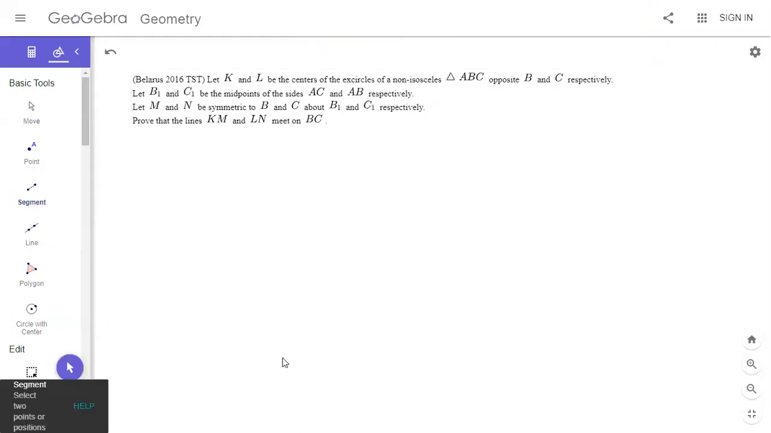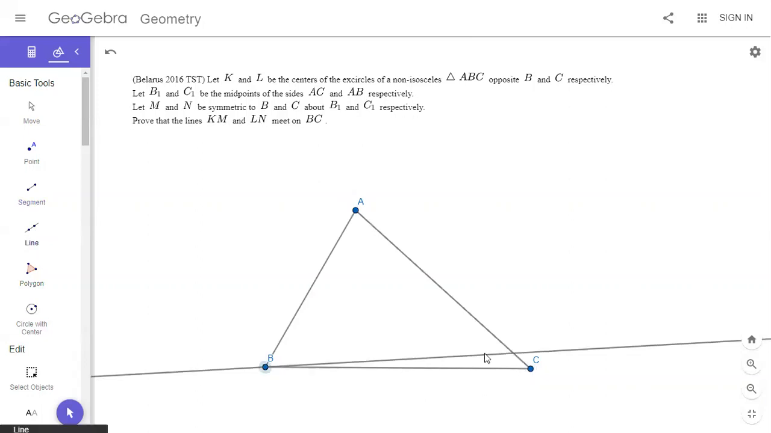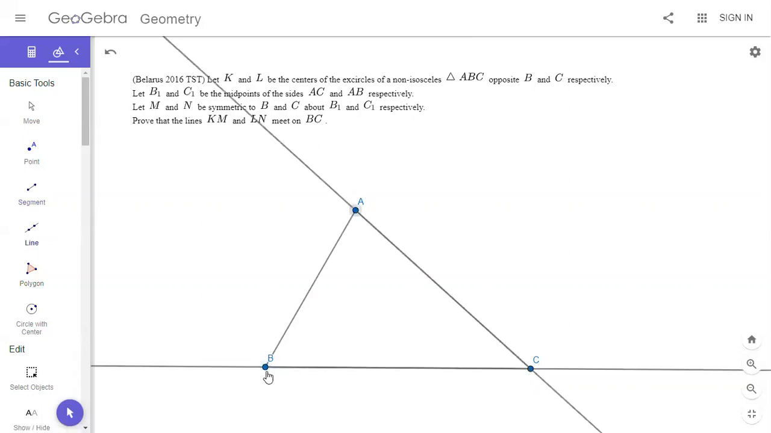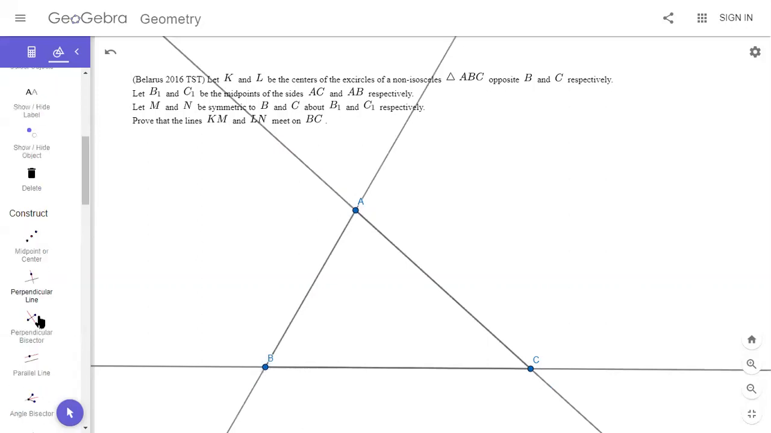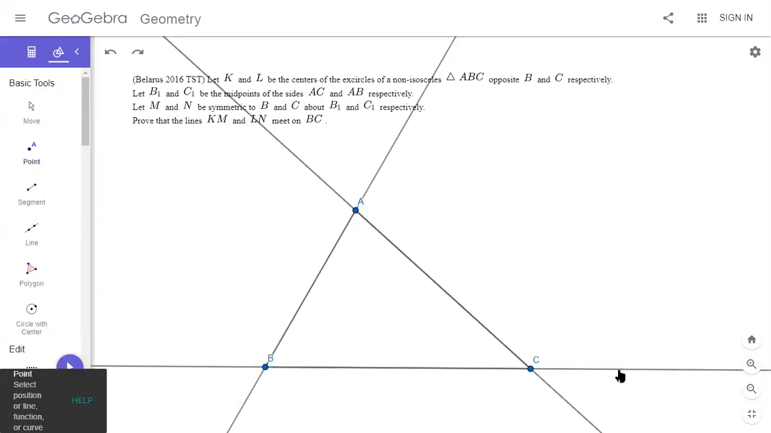K and L are the excircle touch points of triangle ABC. Yeah, I don't know of a fast way to draw excircles.